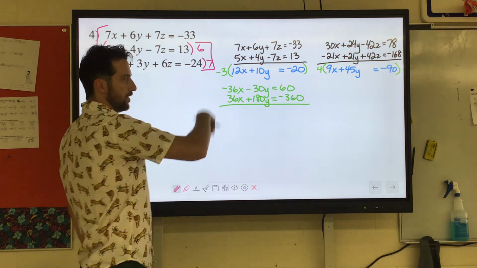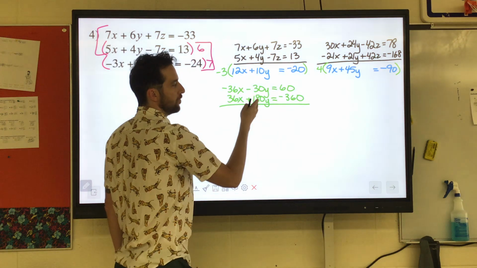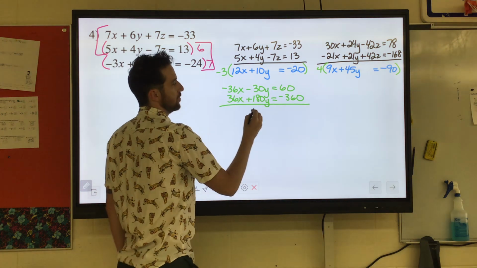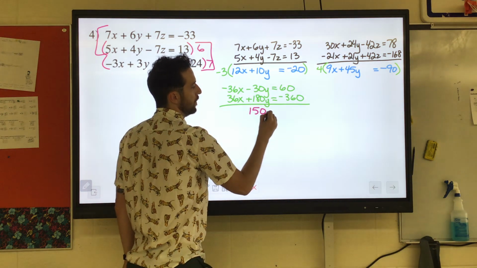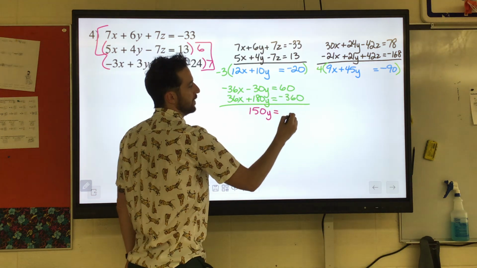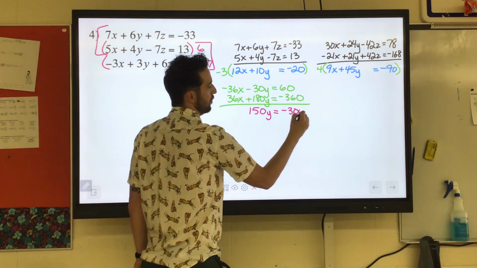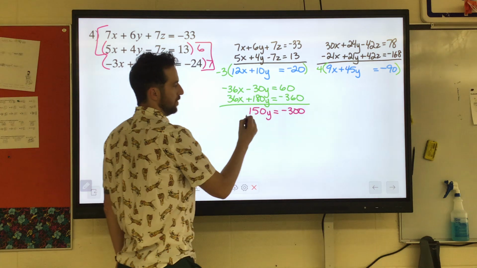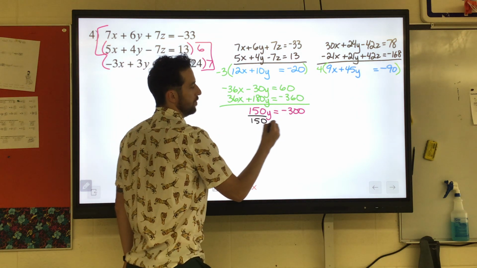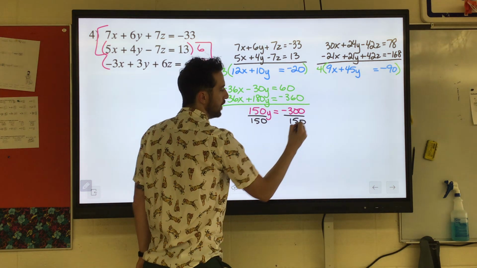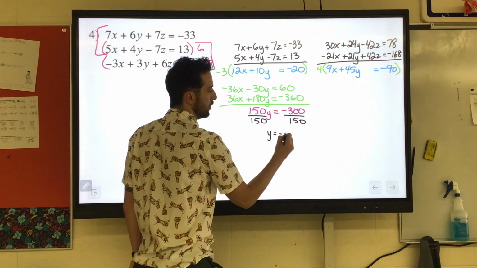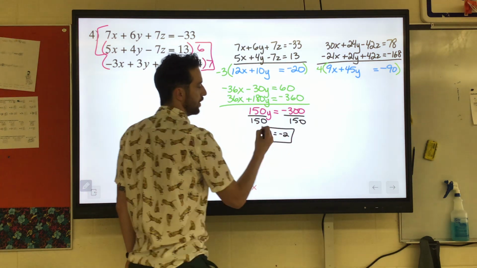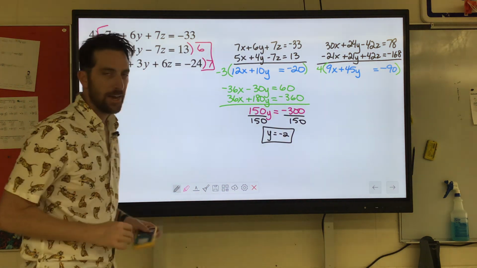All right, the x is gone. The y's, negative 30 plus 180, or 180 minus 30 is 150y. 60 minus 360 is negative 300. We could divide both sides by 150, and we get y equals negative 2. Cute. We'll take it back one step.